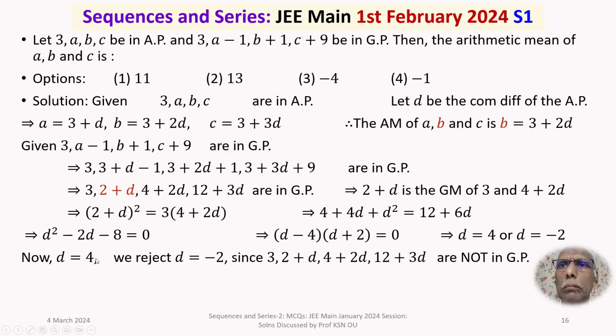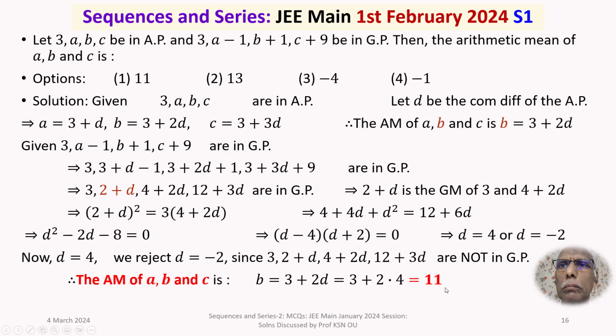So now we got d = 4, and what is required? The arithmetic mean of a, b and c. If a, b, c are in arithmetic progression, then b is the arithmetic mean. So b is equal to 3 + 2d, that is 3 + 2 into 4, that is 11.